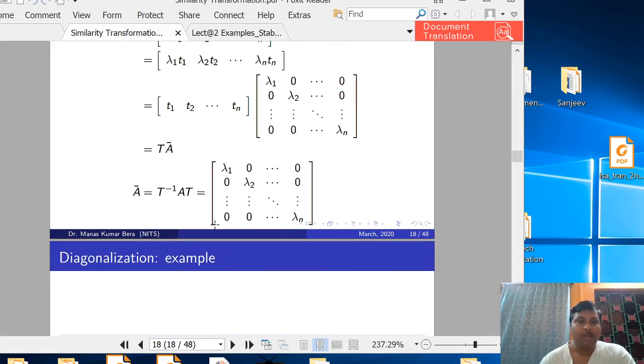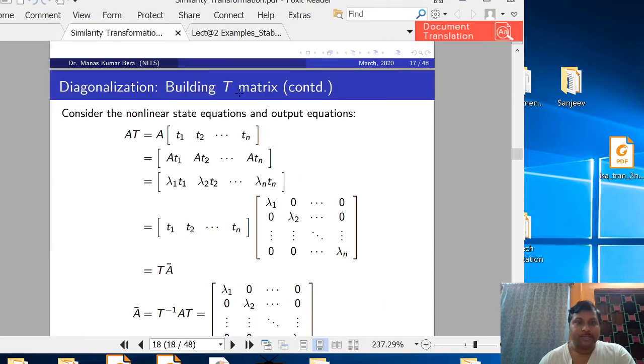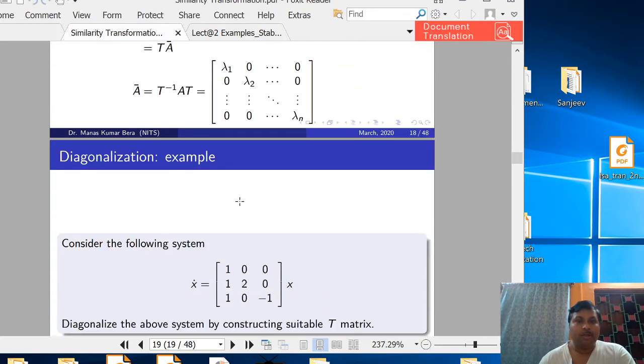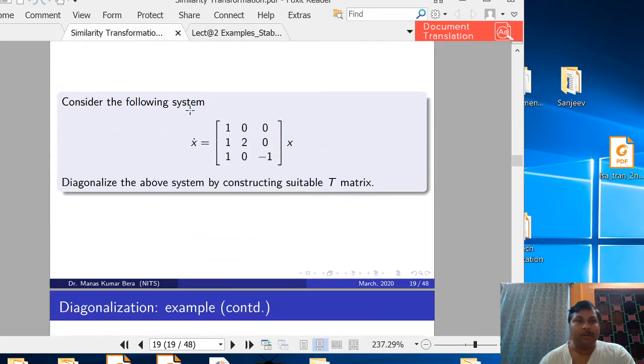So now we will try to understand the topic what I told with an example. So now consider a system x dot equal to this. So it is a non-diagonal system that has been given. Now the question is: diagonalize the above system by constructing a suitable T matrix. So we have to find a T matrix of this given system such that this given system can be transformed to a diagonal one.